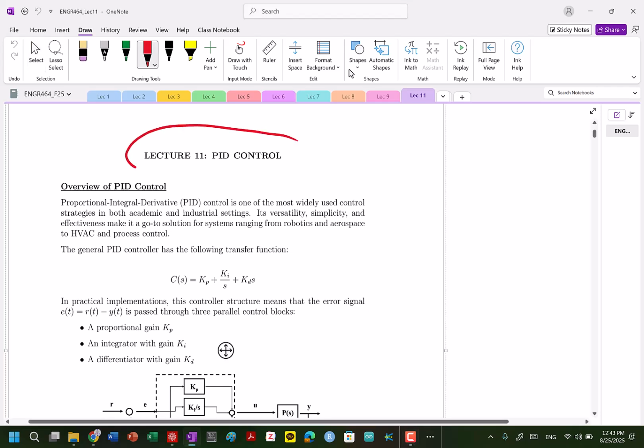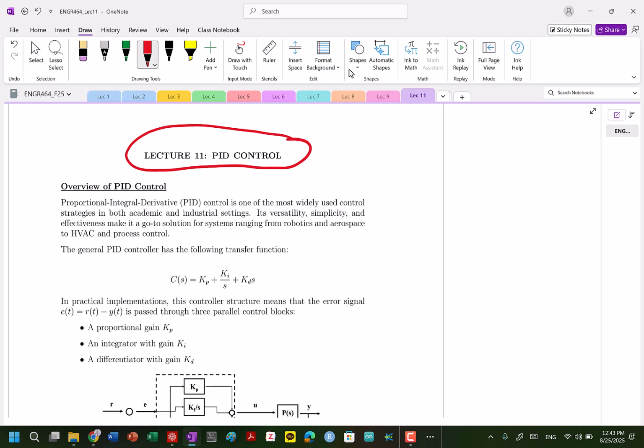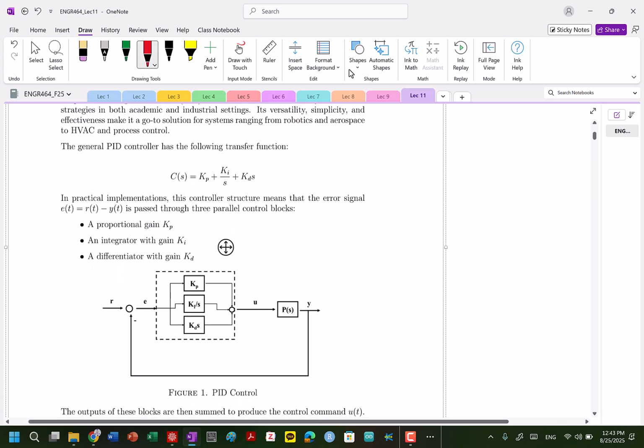All right, everyone, we are back and we are going to do PID control, proportional integral derivative control. It's one of the most widely used control strategies, in academic and industrial settings, very versatile, very simple, and relatively easy to implement. And basically, the controller will look like this. There's basically three terms. So one is just a simple gain, proportional.